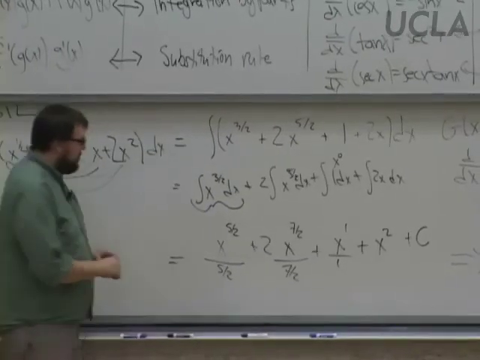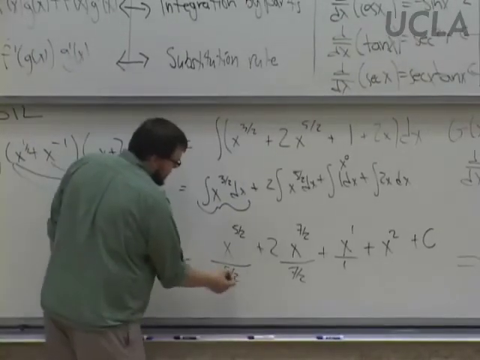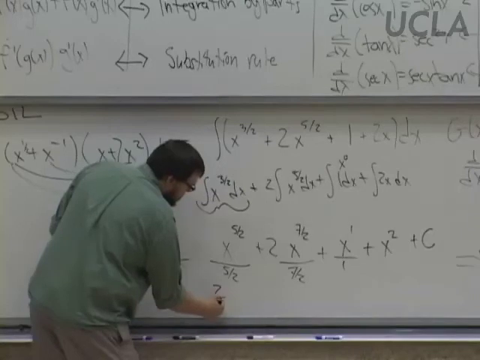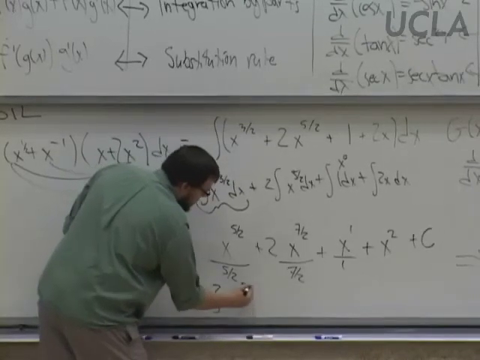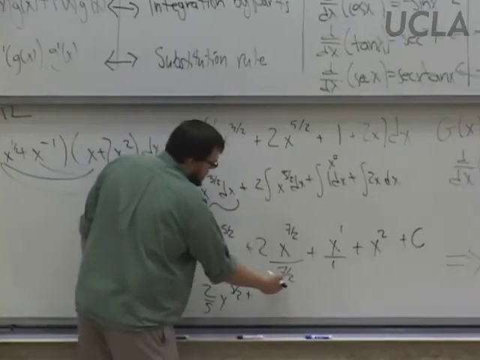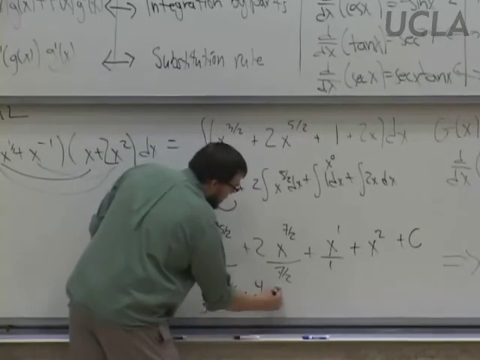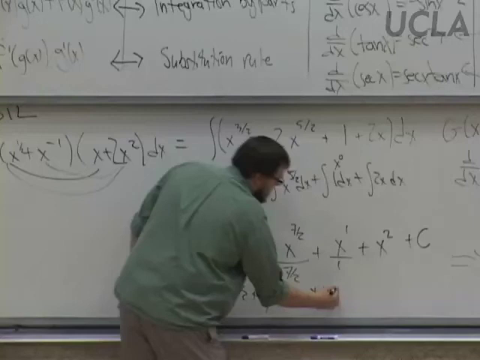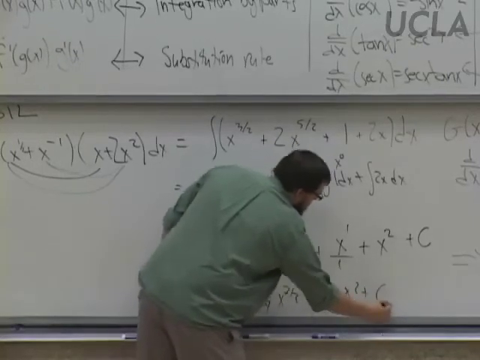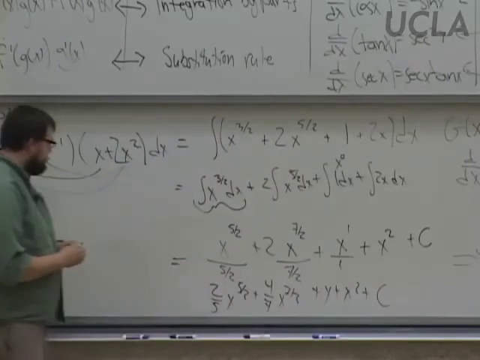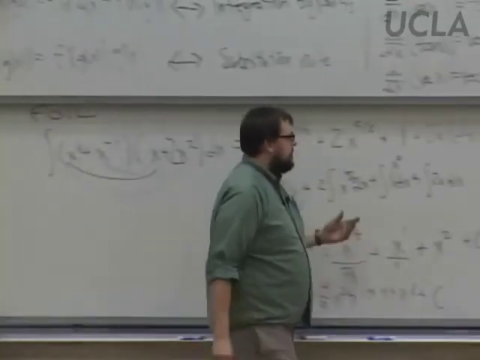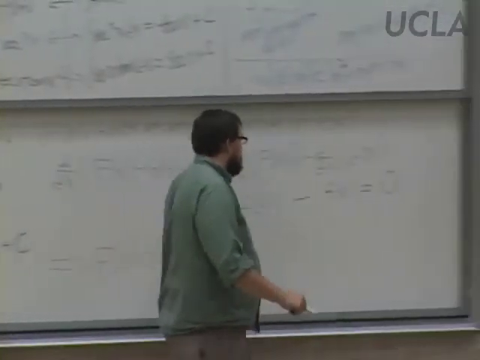Okay, and this is pretty much it. You'd get full credit for this, but you can make it a little bit prettier. For example, 1 over 5 halves is the same as 2 fifths, x to 5 halves. Then 7 halves I can bring up as 2 sevenths, so times 2 is 4 sevenths, x to 7 halves, plus x squared, plus c. Okay. So there's an example of a problem that you might see.